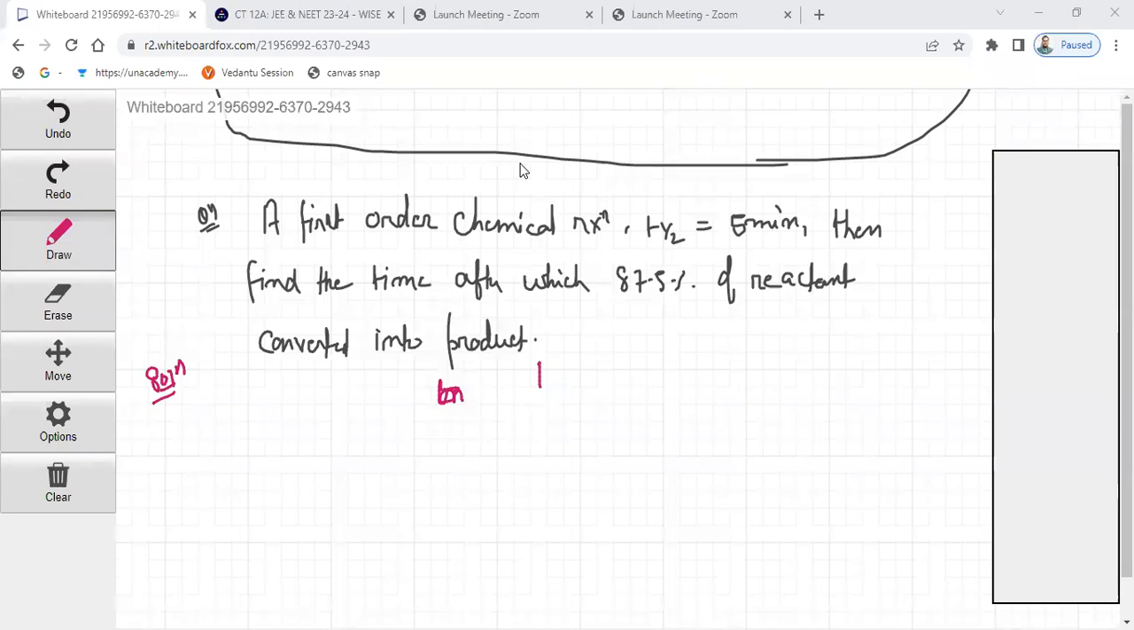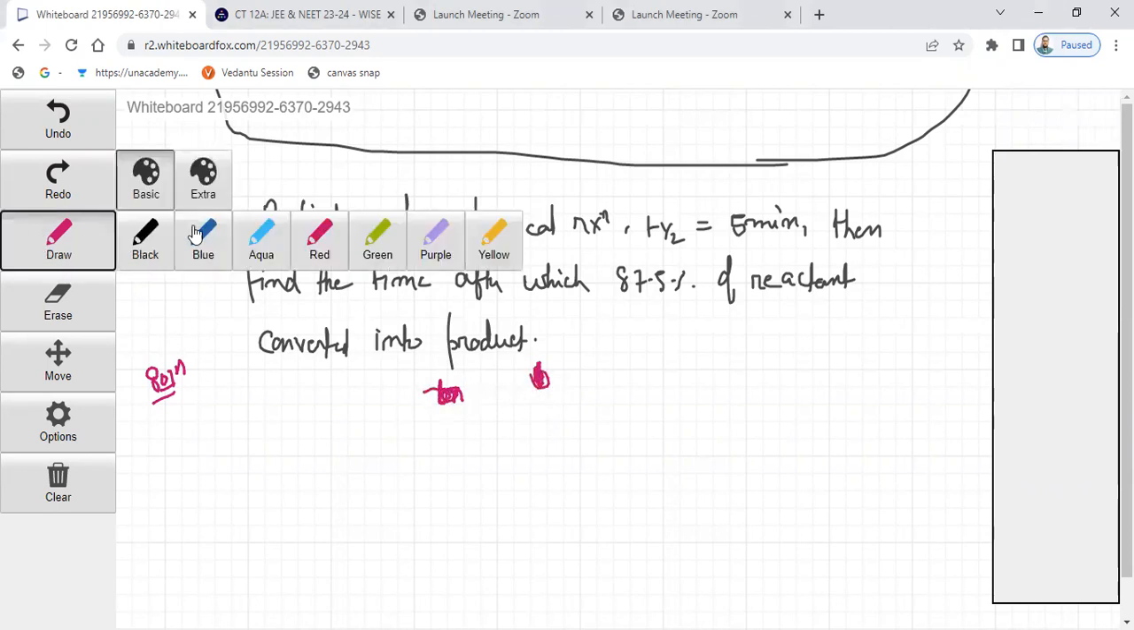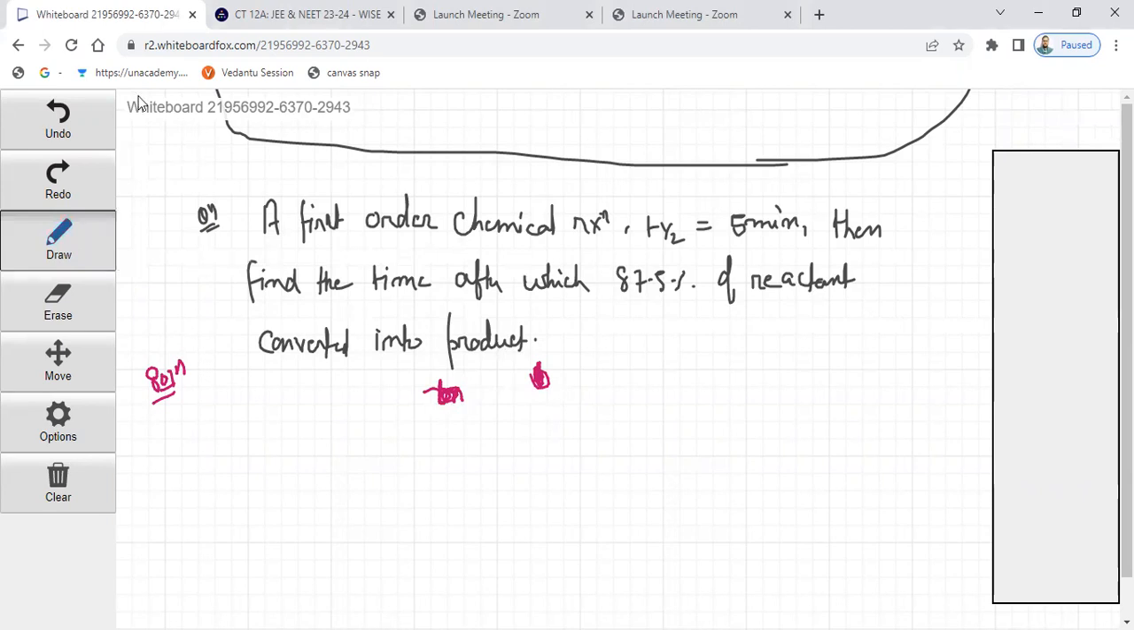Please try to solve. The value will be given. Please try once. I am giving you 2 minutes, dear. After that, I will discuss.